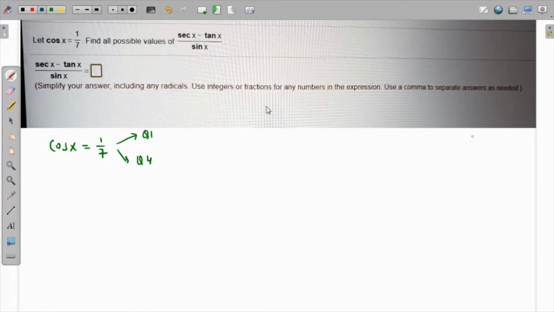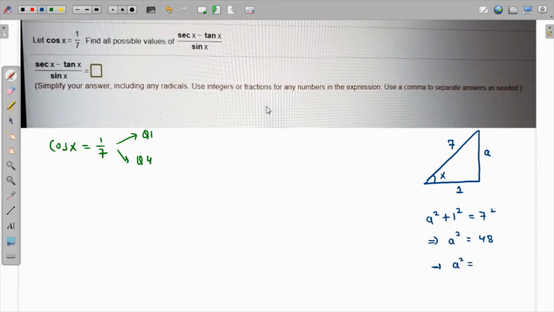Now, if cos x is 1 over 7, then if we draw a triangle and this is x, then cos is adjacent, which is 1, over hypotenuse, which is 7. So opposite is not known to us. Let's call it a. As per the Pythagoras theorem, a square plus 1 square is 7 square, which means that the value of a square is going to be 48, which means that a square is going to be 16 times 3.